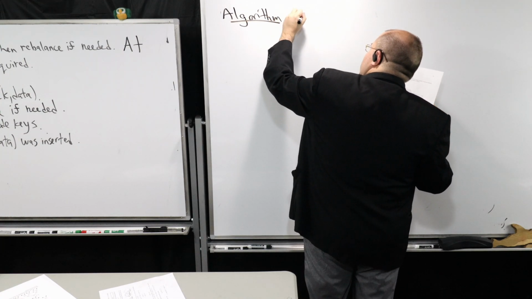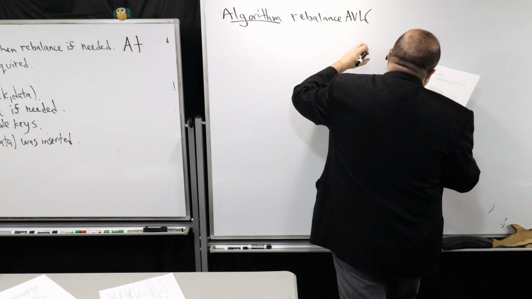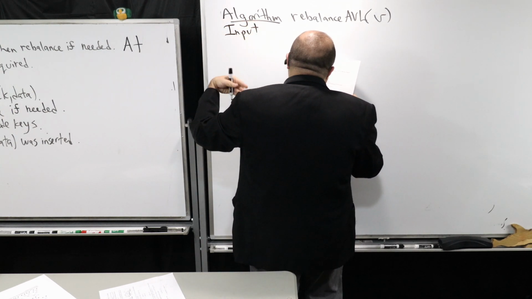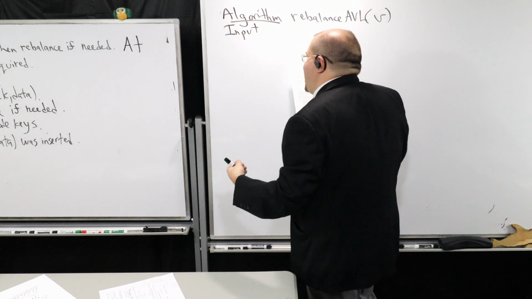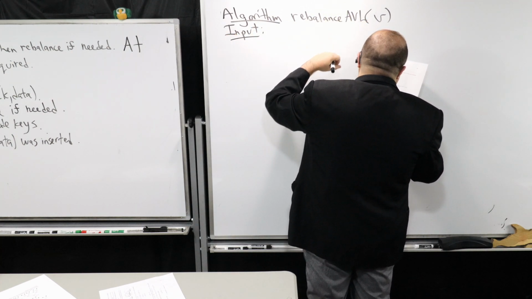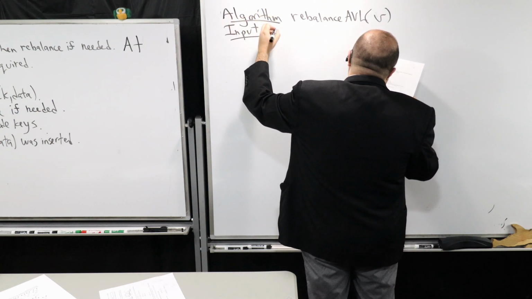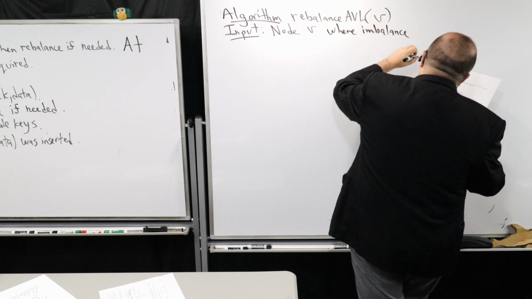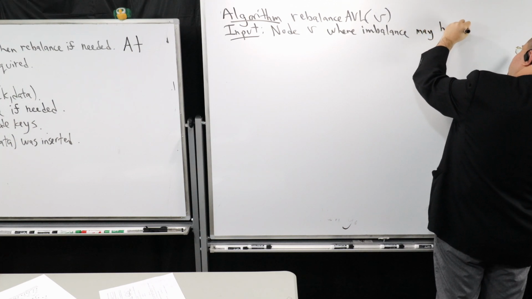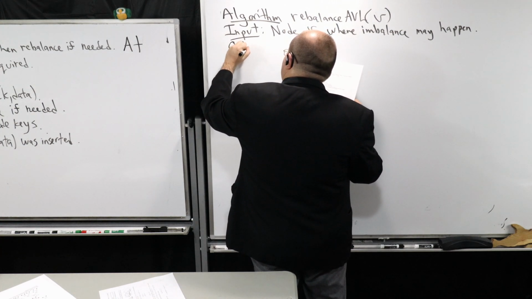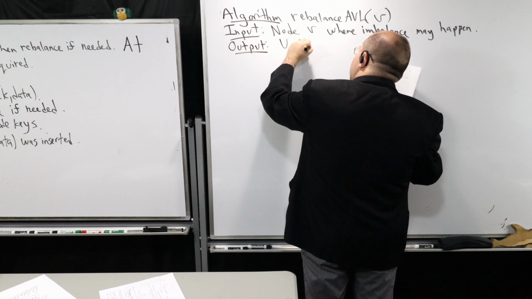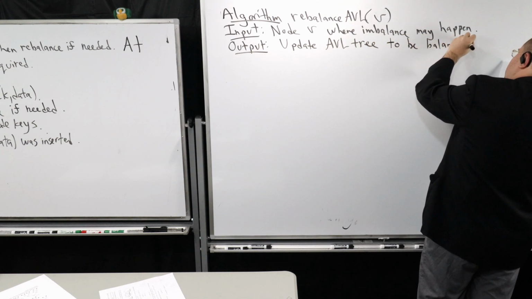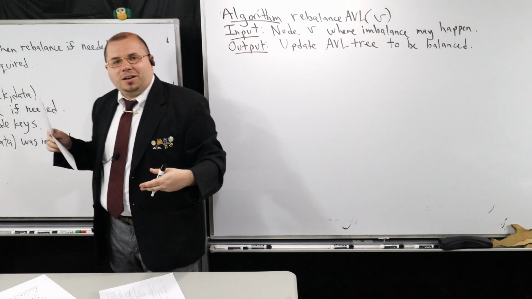So we've got the algorithm called rebalanceAVL. And it's just going to take in this node V. The first thing I really want you to be aware of is that this node V is going to play the role of Z that we talked about earlier, the one that becomes imbalanced. If ever it becomes imbalanced, this node will be V, if that occurs, of course. So the input is just going to be node V, where imbalance may happen. And it's not going to return anything. It's just going to update the AVL tree to be balanced, so that we can maintain its height as we talked about, as a logarithmic height.